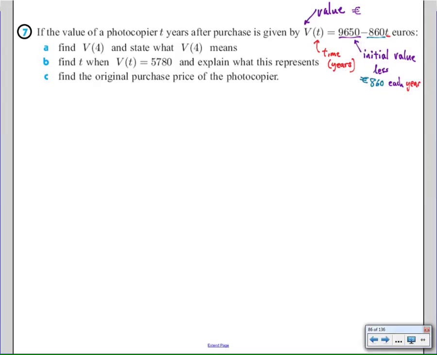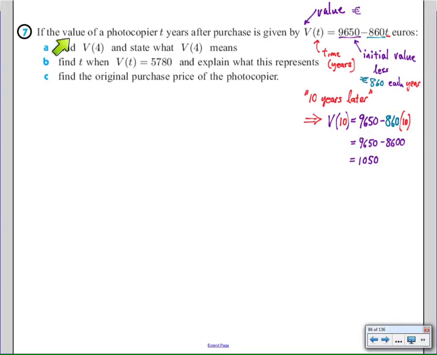So this is me just understanding the problem. But here's another thing that I did to understand the problem. I was looking at 860, and I was thinking to myself, well, 10 times 860 is really close to 9,000, so I want to know what happens 10 years later. So when I do that, I get easy to calculate numbers. 9650 minus 8600 is 1050, 860 times 10. All of this is easy to calculate.